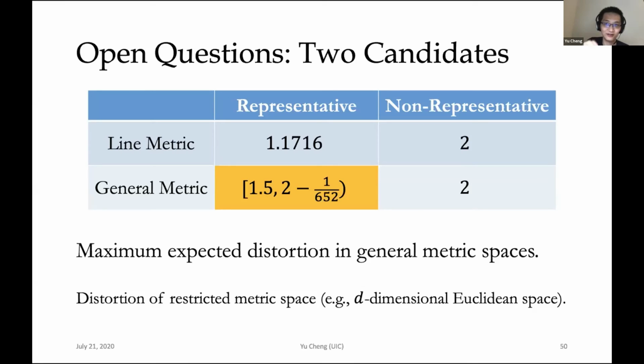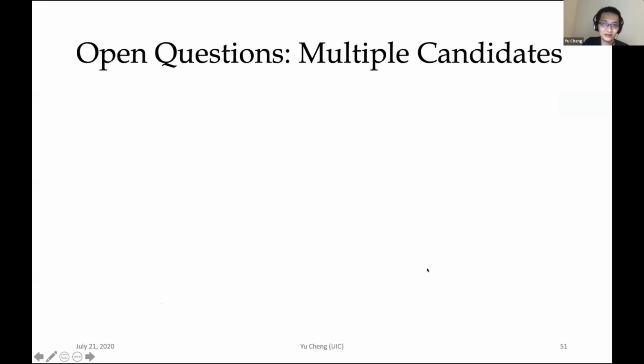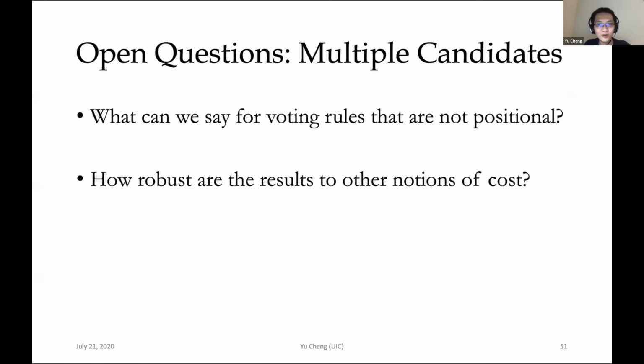Another question for two candidates is you can try to put another row in this table between the line and general metric space. You can have a metric space that's somewhat restricted, and you can ask how does this number go from 1.17 to 1.5. An example would be d-dimensional Euclidean space. Okay. For multiple candidates, I think the question I like most is just what can you say about non-positional voting rules? And with that, I'll conclude and take questions.